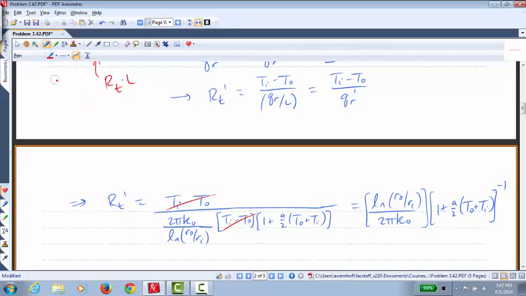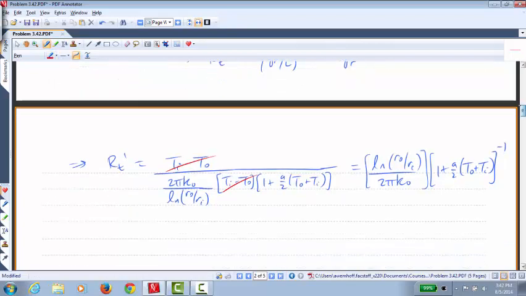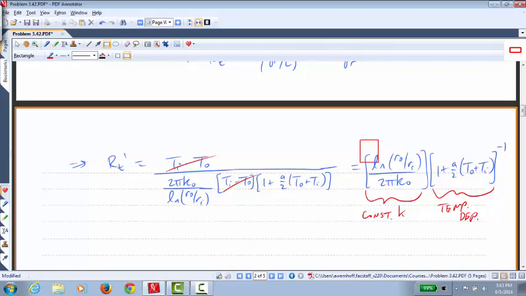So again, the interesting part of this is that the thermal resistance here is what you'd get if you just had a constant K. And then the temperature dependence is incorporated as some multiplying factor onto the original term. So let's box that out, and we're done.